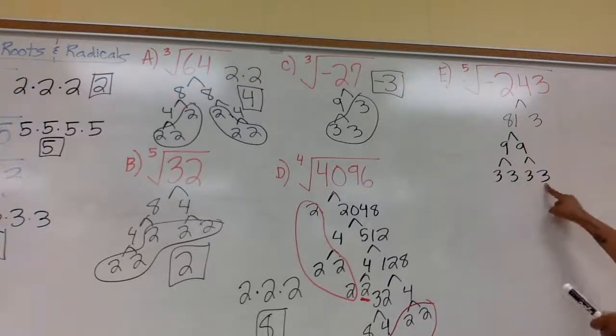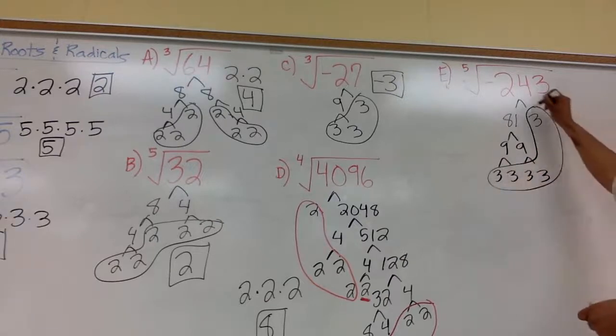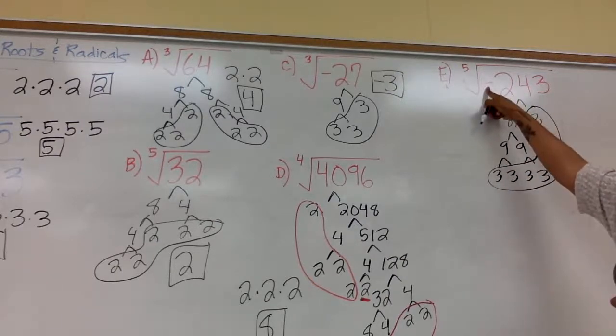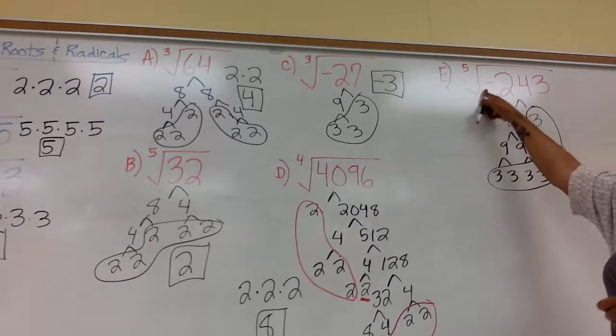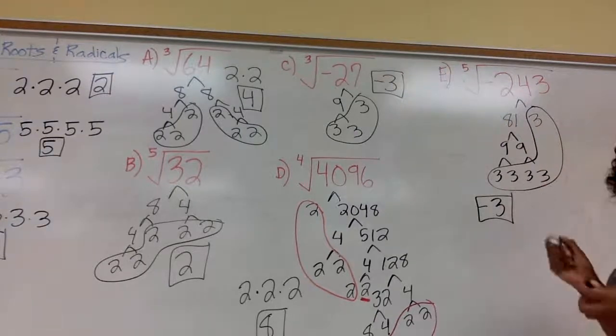So 1, 2, 3, 4, 5. So I got 5 3s. And there's a negative on the inside, so I need to apply that to my answer. There's a negative on the inside, so my answer is negative 3.